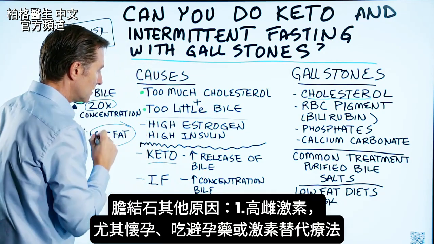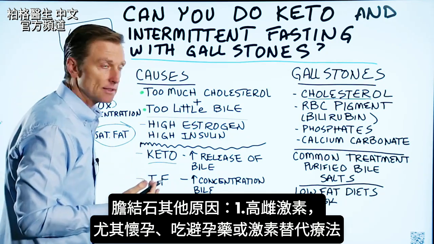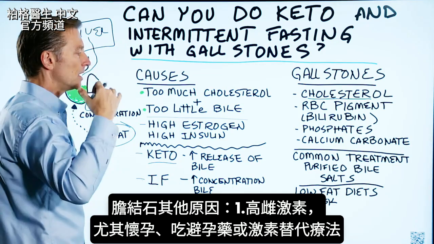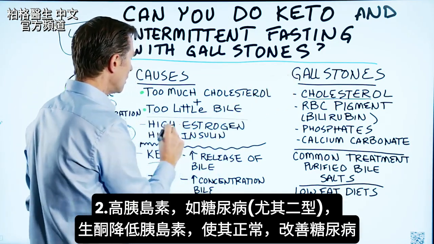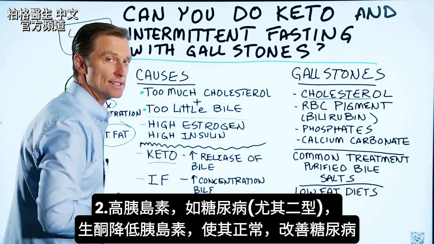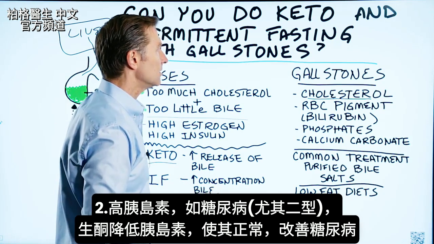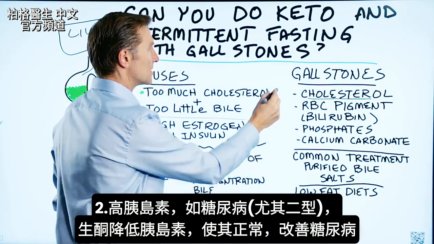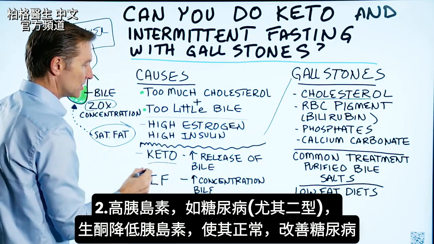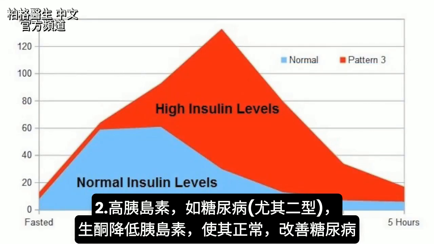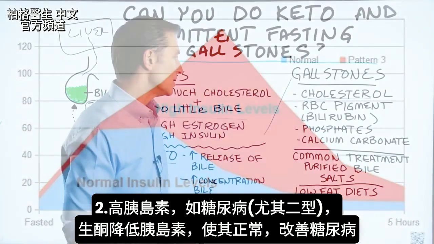High estrogen, especially when a woman is pregnant, for example, or on birth control pills or hormone replacement therapy, can also trigger gallstones. Also, high insulin, as in diabetics, especially type 2, can also increase the risk of gallstones. And guess what keto is? It's the opposite of this. You're normalizing insulin, you're lowering it, so you're going to improve the situation.